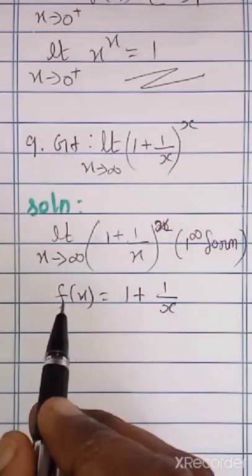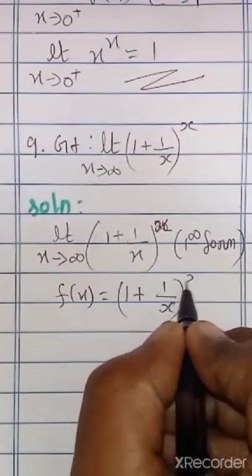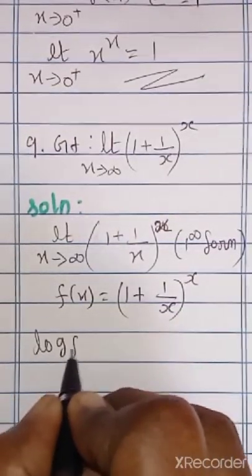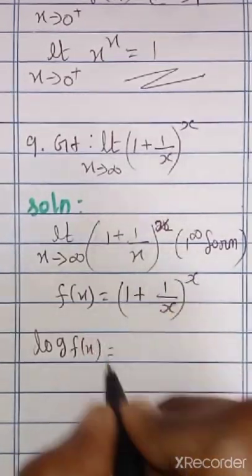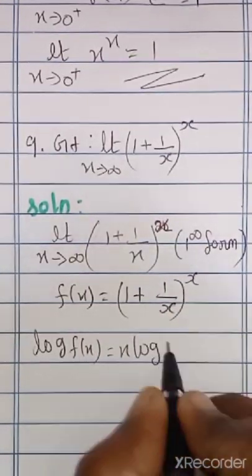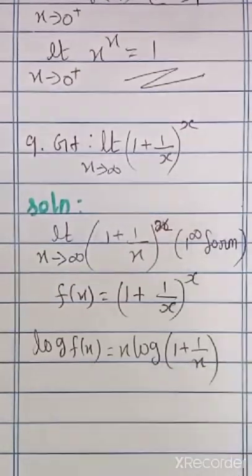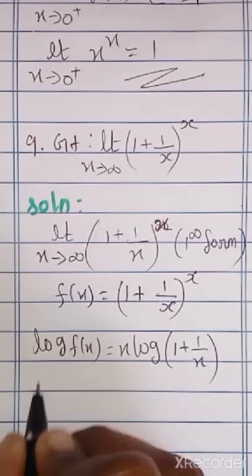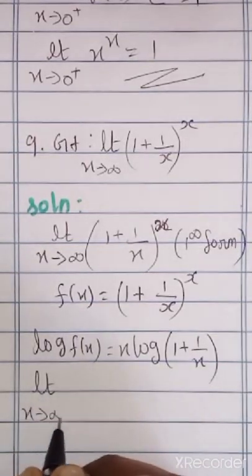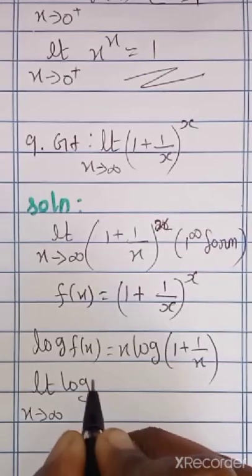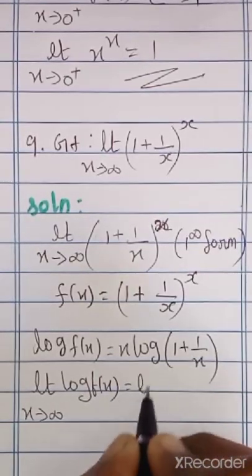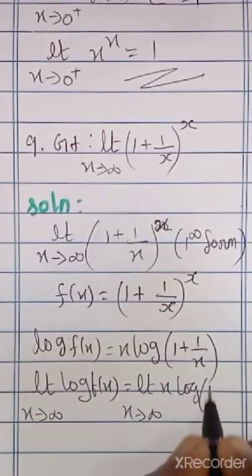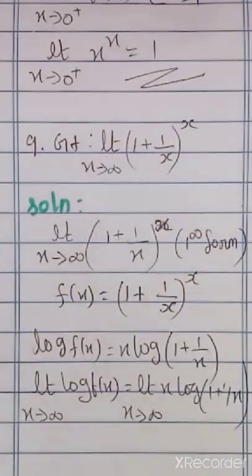After that, what you have to take? Taking log of power x, taking log on both sides. So what will you get? Log f of x equal to x comes in front, log (1 plus 1 by x). Now again you have to substitute limit. So limit x tends to infinity log f of x equal to limit x tends to infinity x log (1 plus 1 by x). Correct?